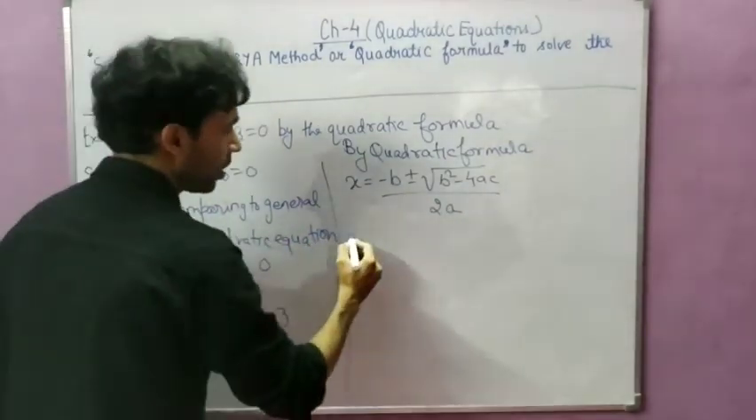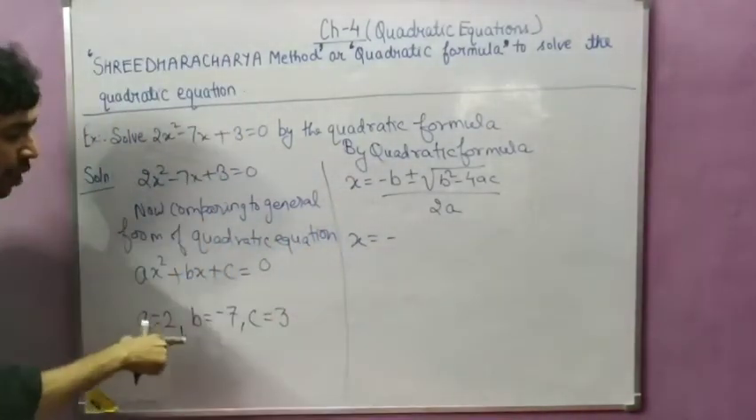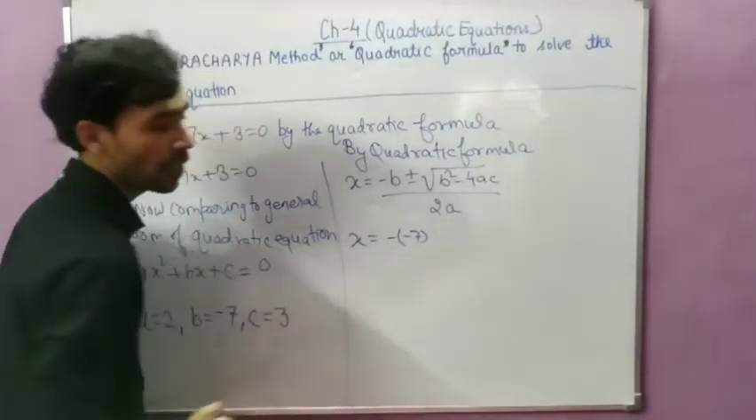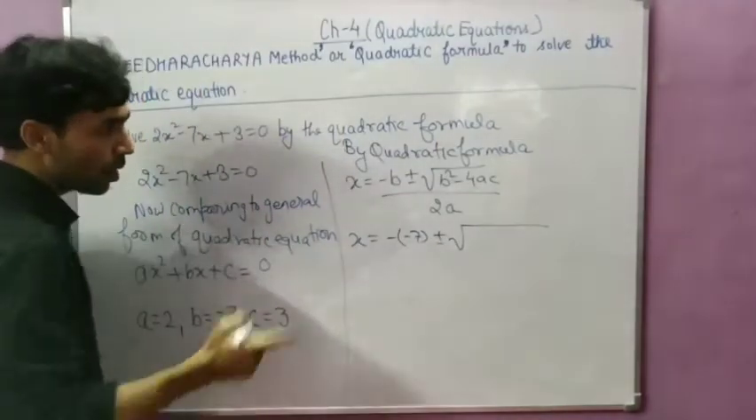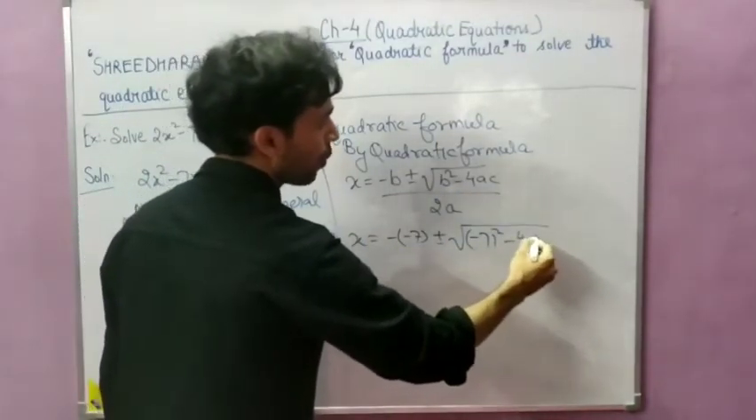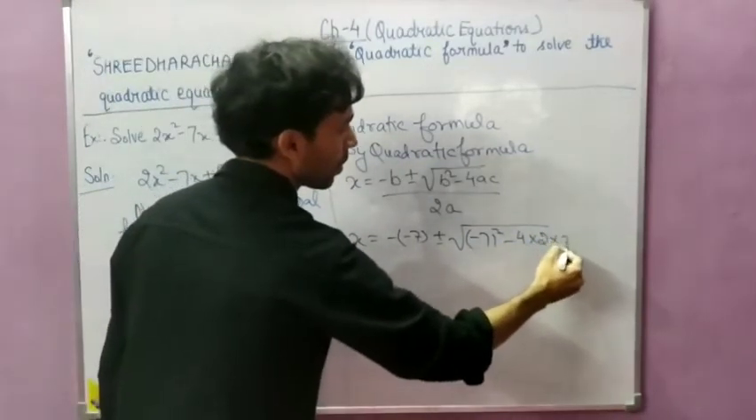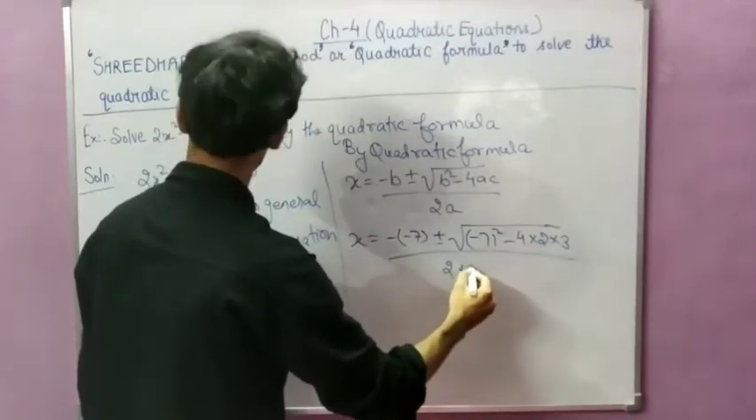So when you put x, now here is minus, so minus. What was the value of b? The value of b was minus 7, so minus 7 in bracket. Okay. Now plus minus under root b square, it means minus 7 square, minus 4 into 2 into 3, divided by 2 into 2.